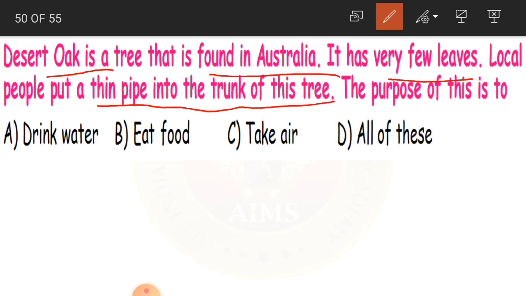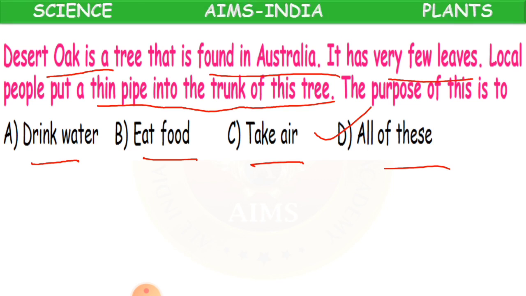Why do they put this pipe into the trunk? Whether to drink water, eat food, take air, or all of these. Okay children, so all of these. So they drink water, eat food and take air through this thin pipe. Okay, so that is why D is the correct answer.